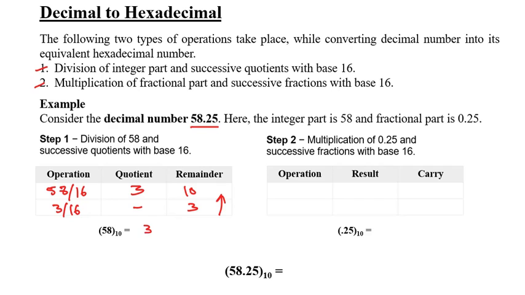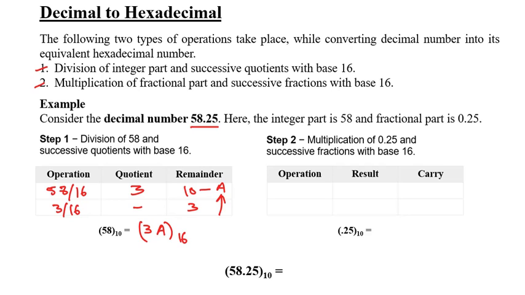3. So here instead of 10 we need to write a, because in the hexadecimal number system there is no digit 10. So instead of 10 we use a. So if we collect the remainders, that is 3 and a, base 16.